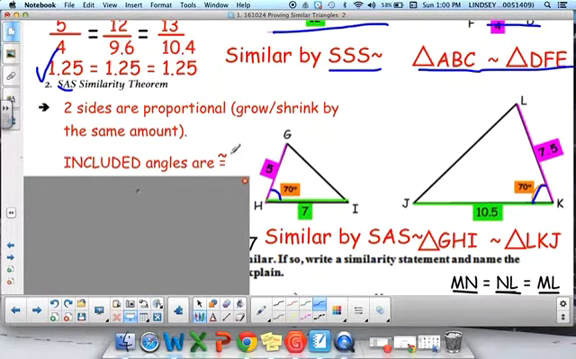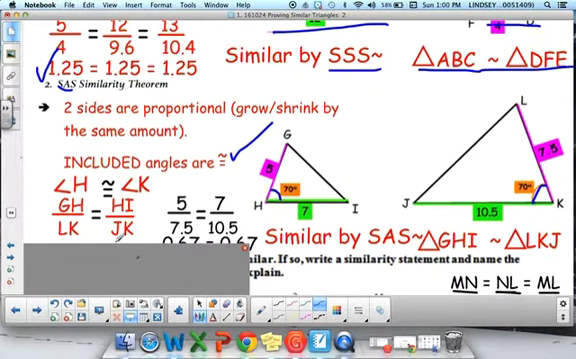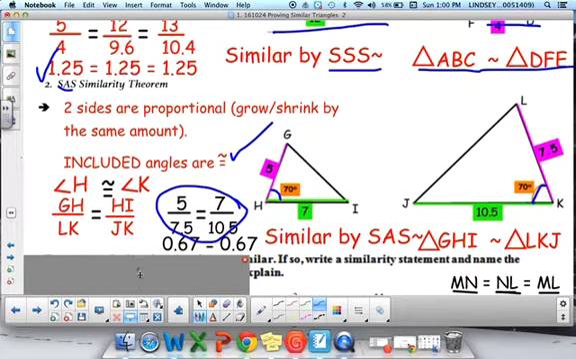Both these angles are congruent, so my included angle is congruent. Now let's see if the sides are proportional. GH corresponds to LK, and HI corresponds to JK. Let's see, are these proportional by plugging them in? Well, what's 5 over 7.5? 7 over 10.5? Yeah, I get 0.67, 0.67.